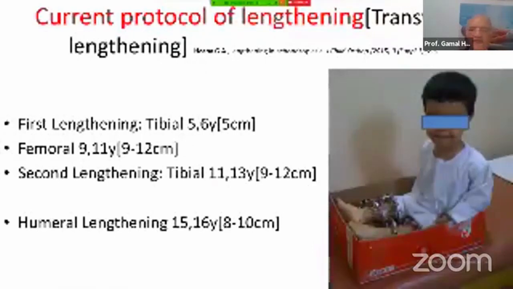We did 5 centimeters. And we do over lengthening of the tibia to tighten the lateral ligament and to correct the varus deformity. And then we do femoral lengthening at the age 9 to 12, 9 to 12 centimeters. Then a second tibial lengthening, bifocal, 9 to 12 centimeters. Then humeral lengthening at the age 15 to 16. So before the patient goes to the college or the university, he's almost normal shape.